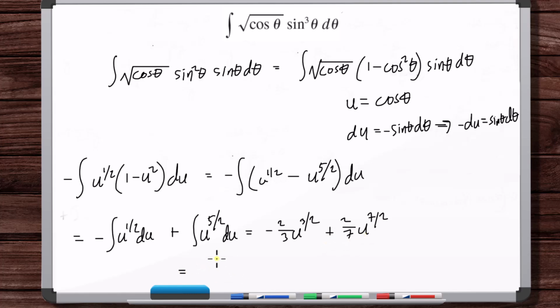So we've got 2/7 cosine squared theta to the 7th power minus 2/3, or no, wait, that's not right. It's the square root of cosine theta. I'm just going to do it like this: 2/7 cosine theta to the 7/2 minus 2/3 cosine theta to the 3/2, like that, okay, plus c.